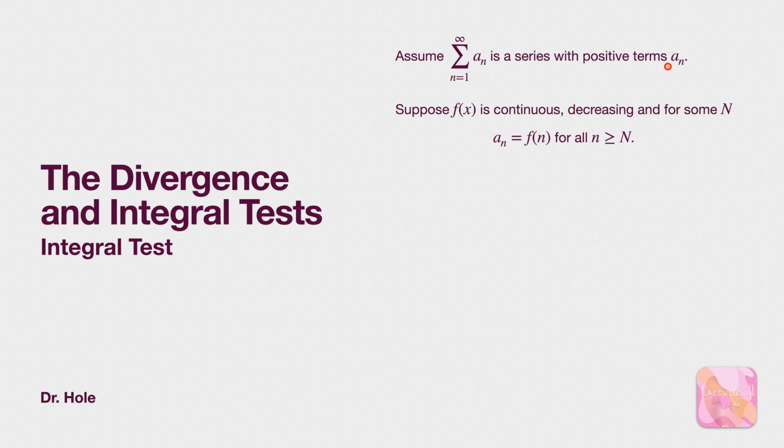Next, for those positive terms, we want them to be given by some function evaluated at integers, and that function, we want it to be continuous, and we want it to decrease. Now, the decreasing part on the function is simply going to mean that the series will pass the divergence test. By being decreasing, we want it to tend towards 0, so that the terms of the sequence will tend towards 0.